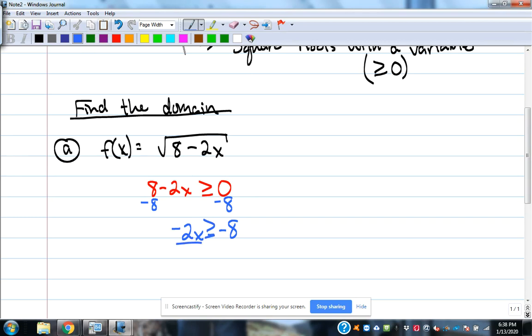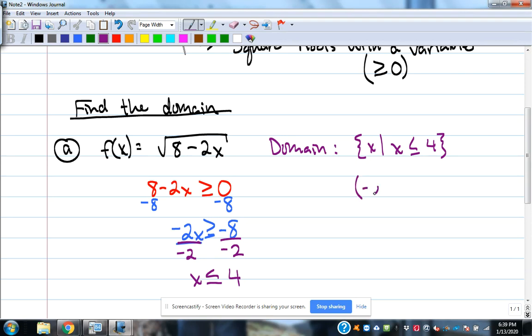What happens when you divide by a negative with inequalities? Yeah, it flips that sign around. So it's x is less than or equal to positive 4. So our domain, if we did set notation, it'd be all x's such that x is less than or equal to 4. But we do interval notation in here. So the interval notation for that would be negative infinity to 4 with a bracket.